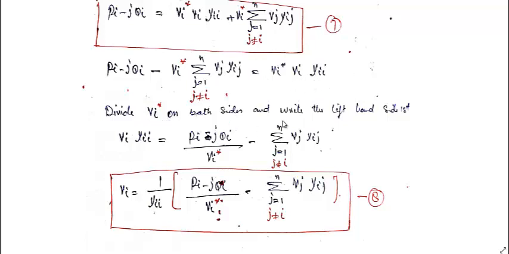Divide Vi star on both sides and write the left hand side first. First I will write this left hand side and I will divide by Vi star. Vi star will go. It will be Vi into Yii. Pi minus Gqi divided by Vi star minus, Vi star and Vi star will cancel out, so it will be summation j equal to 1 to n, j is not equal to i, Vj Yij. So dividing by Yii, Vi will be equal to 1 by Yii, Pi minus Gqi divided by Vi star minus summation j is equal to 1 to n, j is not equal to i, Vj Yij.